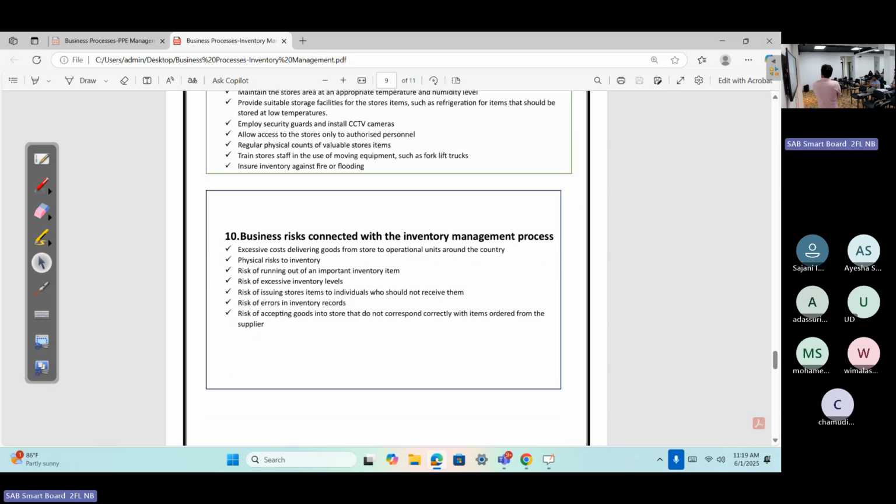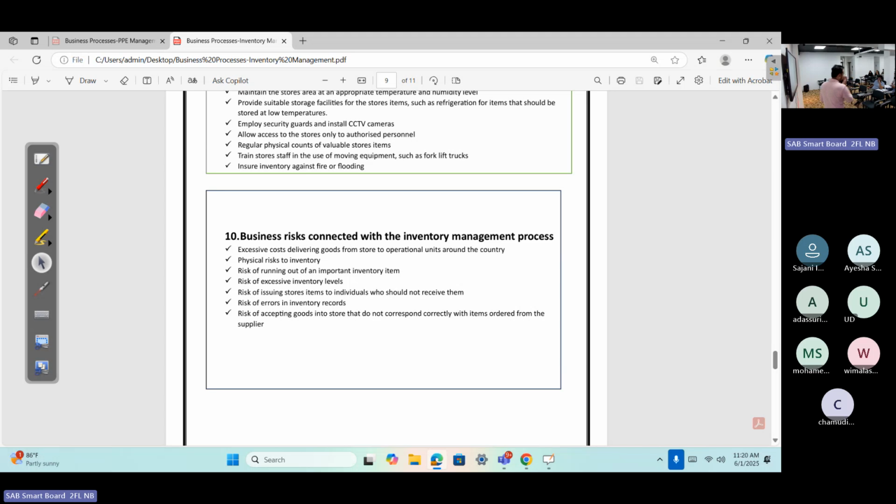Business risk is connected with the inventory management process. So again, I'm not going to ask you what business risk is. I will read here. Physical damages and risk of running out of important inventory items. Simple. If you don't have enough inventory, there is also risk. If you incur more holding costs, that's also risk. If any damages happen in the inventory, that is also risk. Perishable items, if you are going to write off, that is also risk.